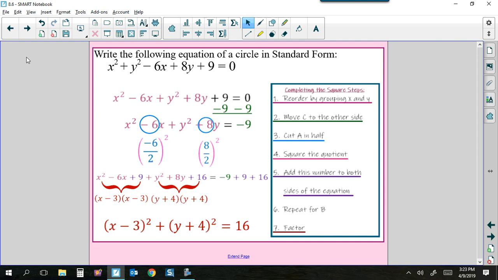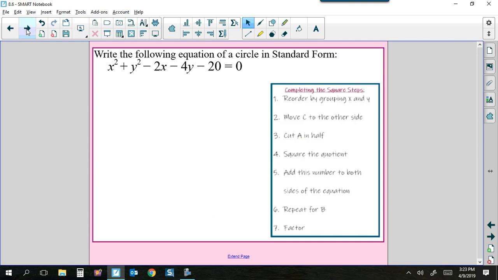All right, let's go ahead and do another one. So the middle one, you have the equation of x squared plus y squared minus 2x minus 4y minus 20 is equal to 0. So first thing we do, reorder your x's and y's by grouping them, and leave your little space. So you have your x squared and negative 2x together with a space, and then you have your y squared minus 4y with a space, and then minus 20 equals 0.